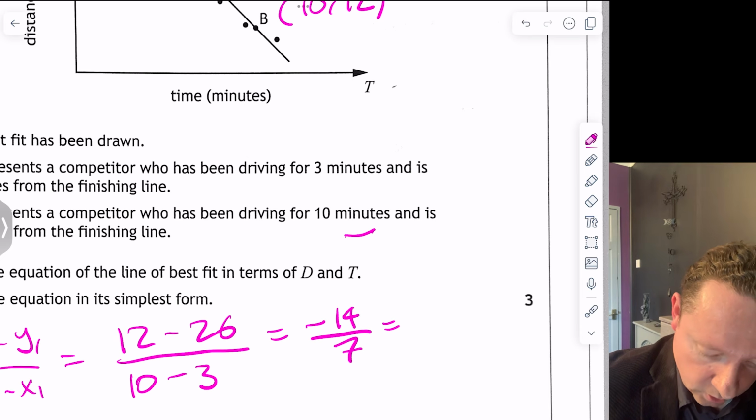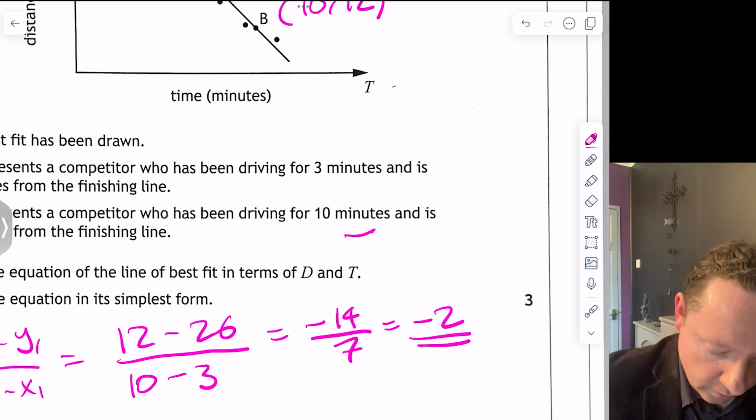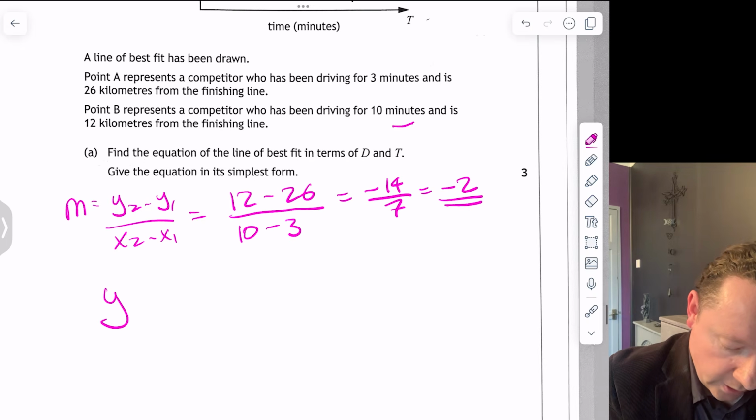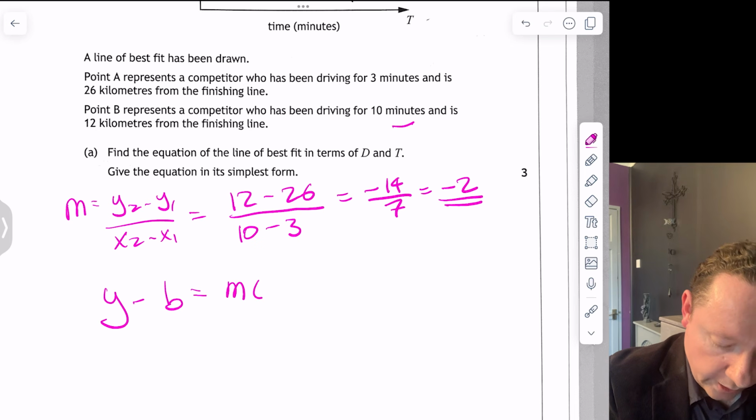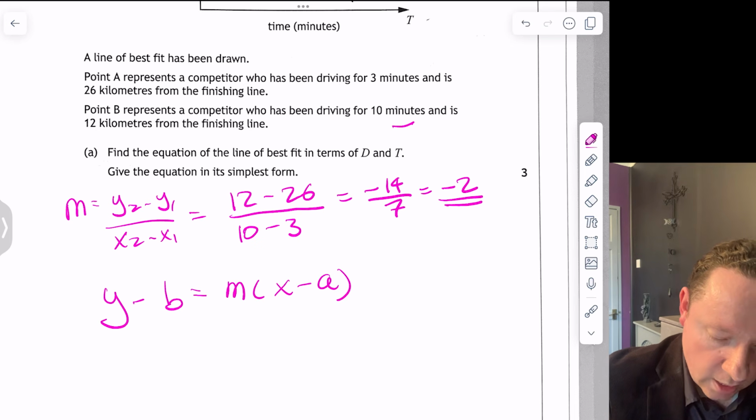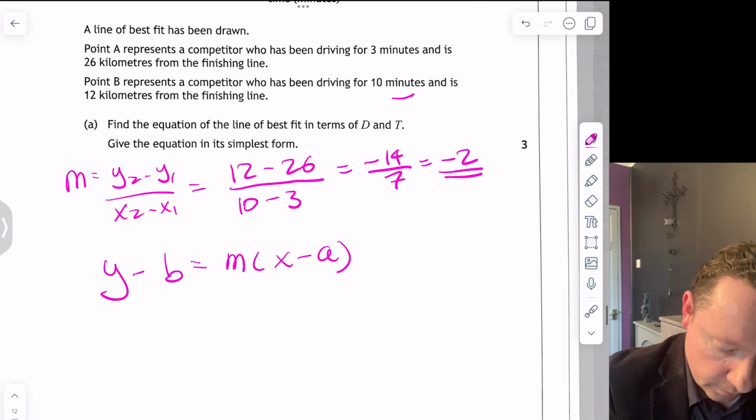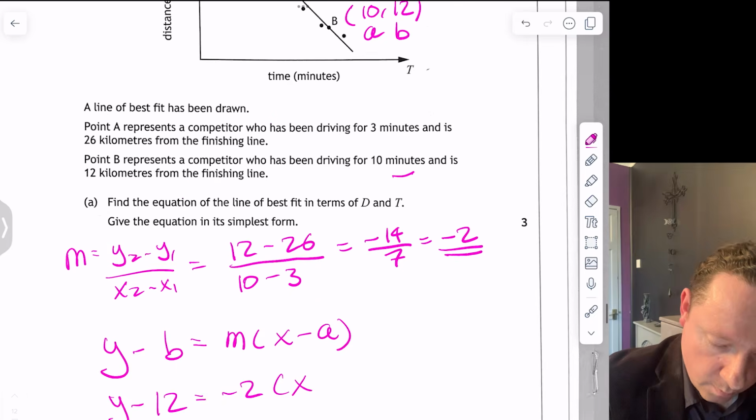That is minus 2. And now the equation I use is always y minus b equals m(x minus a). You might have been taught to use y equals mx plus c, but you'll get the same answer. So I'll pick one of the points to be a and b. It doesn't matter which, so I'll just pick the 10 and the 12. y minus 12 equals minus 2(x minus 10).